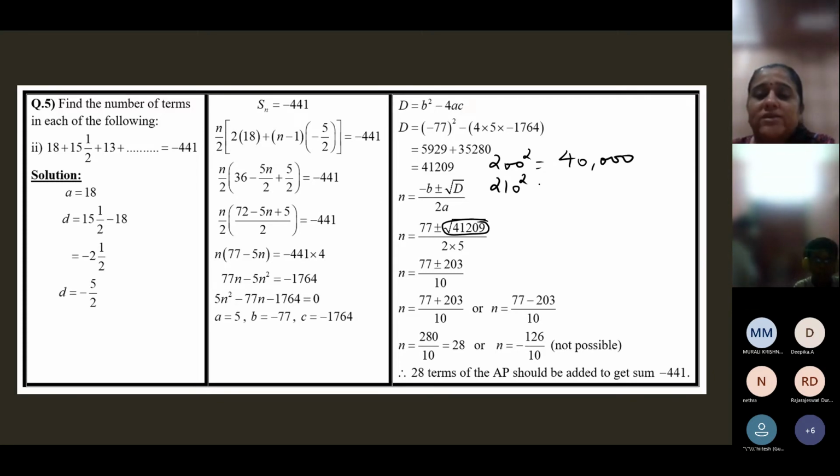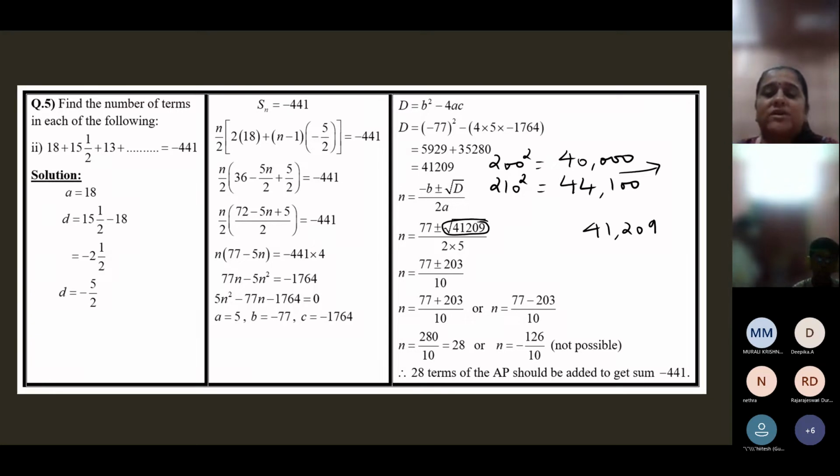210 squared is 44,100. This is easy to find because 21 into 21 is 441, 2 zeros. Now this number, 41,209, clearly lies between these two numbers, 40,000 and 44,100.